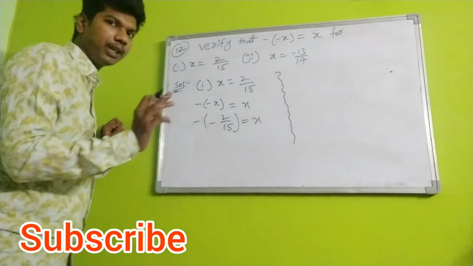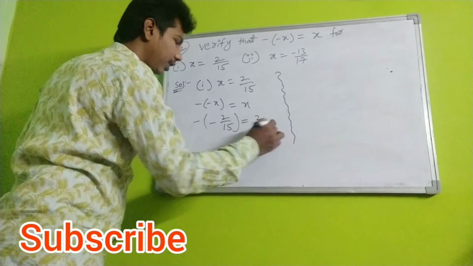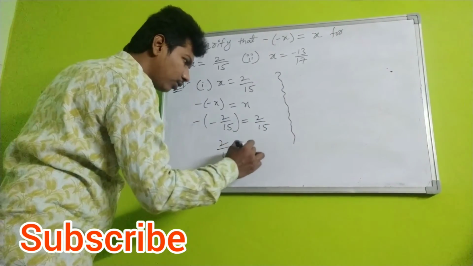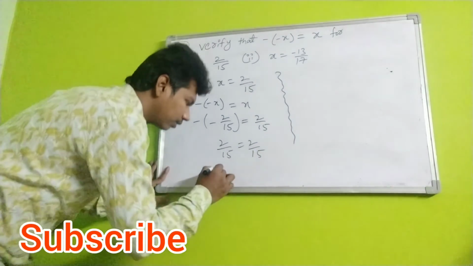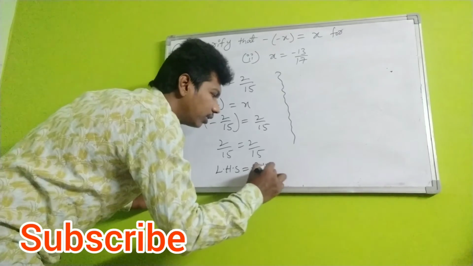Here what do we have to prove? X. What is the x value here? 2 by 15. Right. Minus into minus is plus. That is 2 by 15 is equal to 2 by 15. LHS is equal to RHS. Hence proved, students. Okay. Both the answers I got are the same.